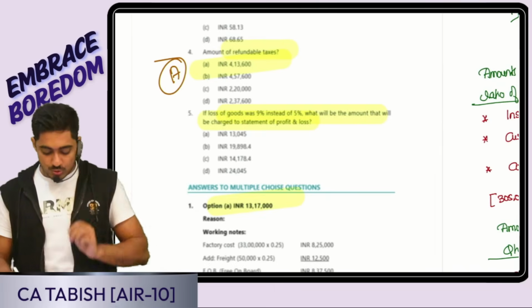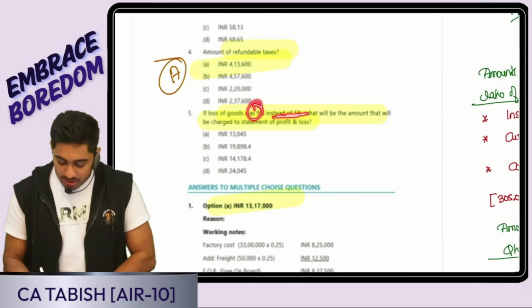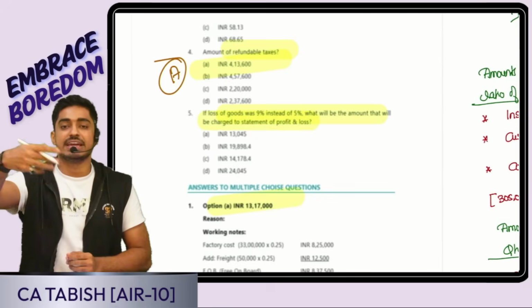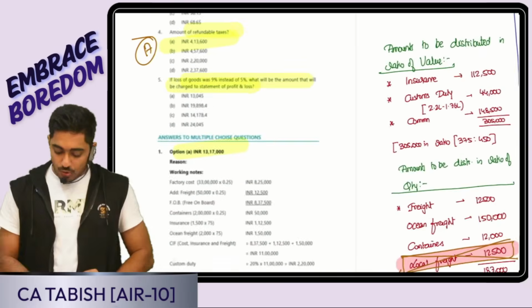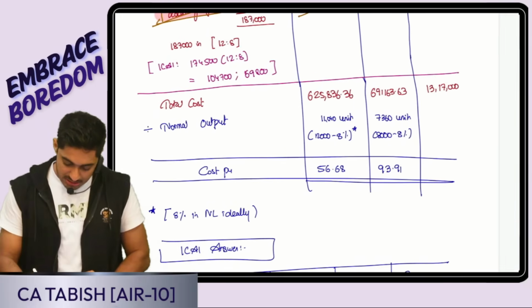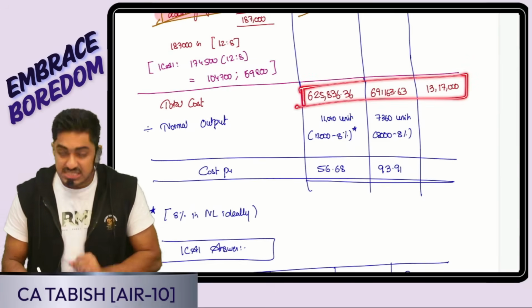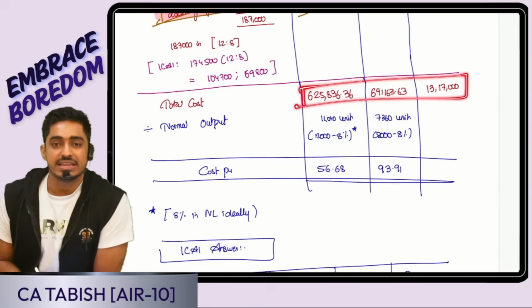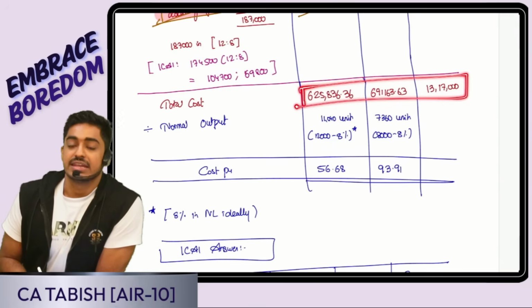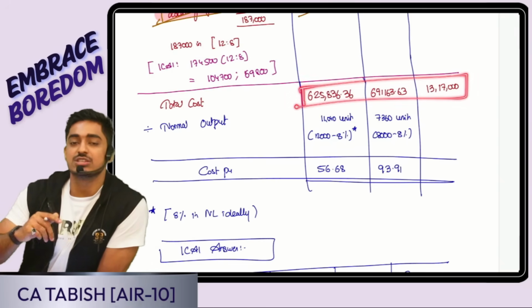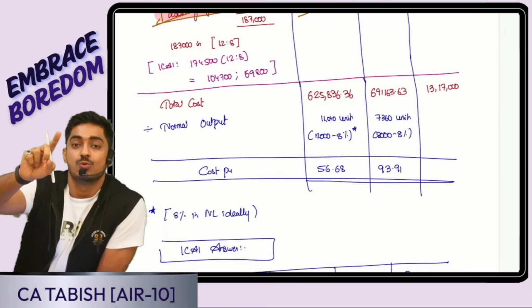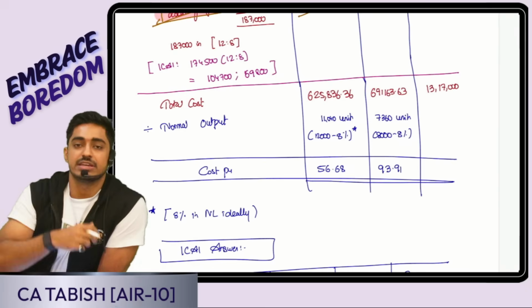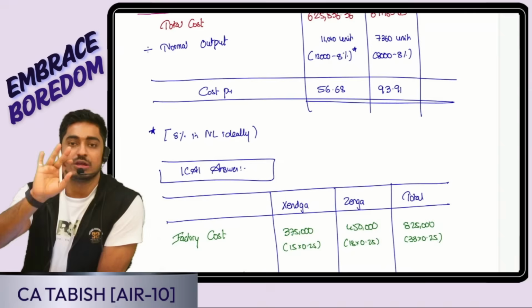If the loss of goods was 9% instead of 5%, how much amount will be charged to profit and loss? Basically, if I have abnormal items, they will be transferred to costing P&L. Yes or no? What the institute is telling is, boss, normally 8% loss will be there. But this time, 9% loss was there. That means tell me how much loss was extra, abnormal. 1% extra loss was there. This cost, where will I ideally be transferring? I'll be transferring to costing P&L. So see how I am doing the calculation.